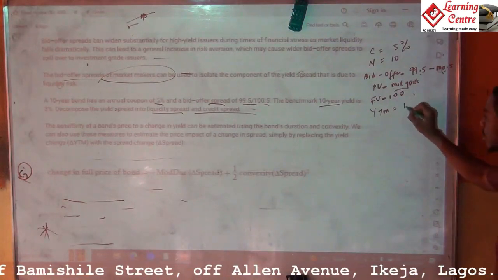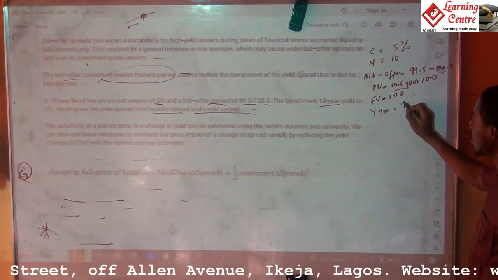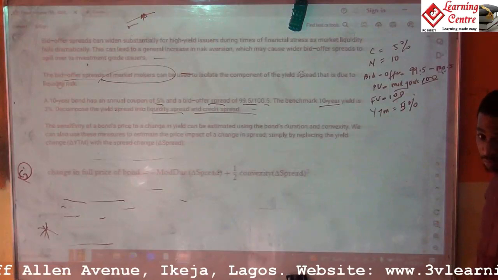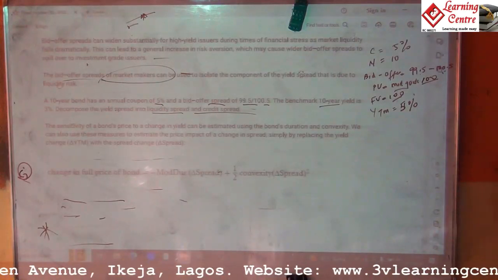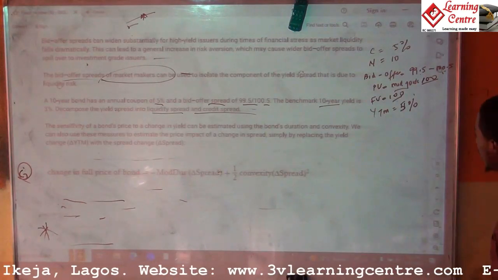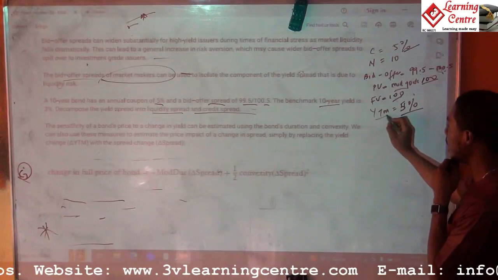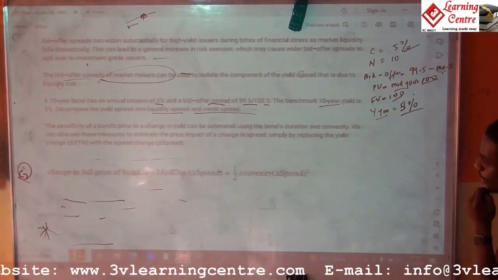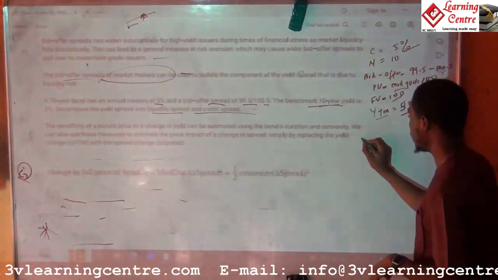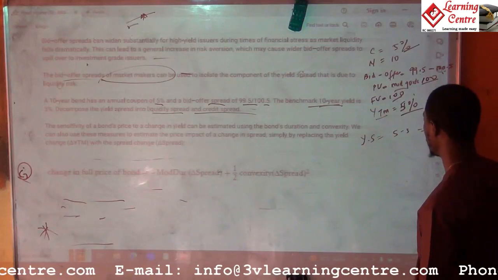Okay, so if it is 100, that means the yield is 5%, since PV equals par. These are the ways you can get to an answer very fast. Now I know the yield of the corporate issuer. You said the benchmark government bond is 3%, so my yield spread is 5 minus 3, that is 2.